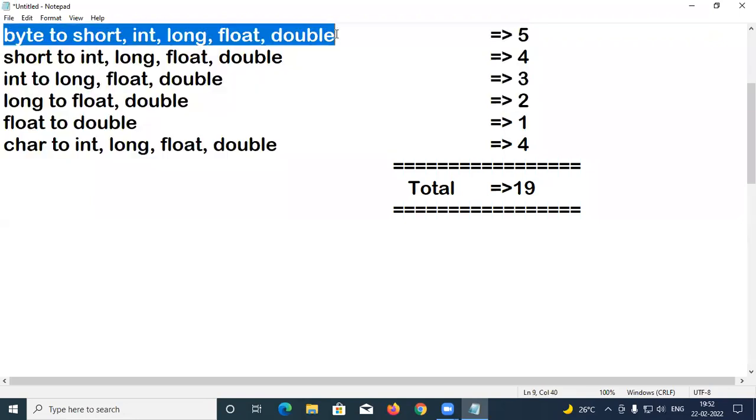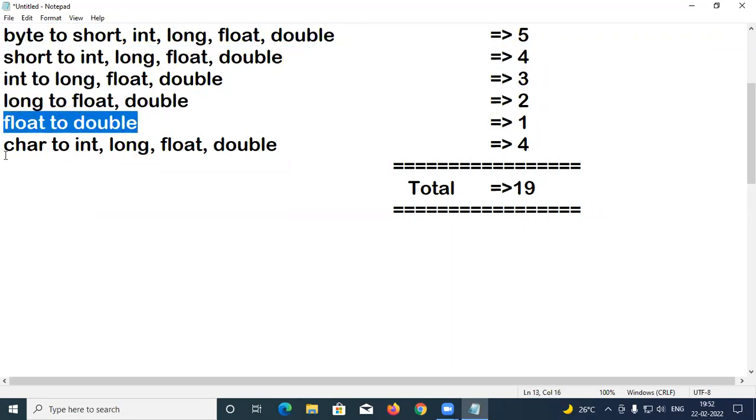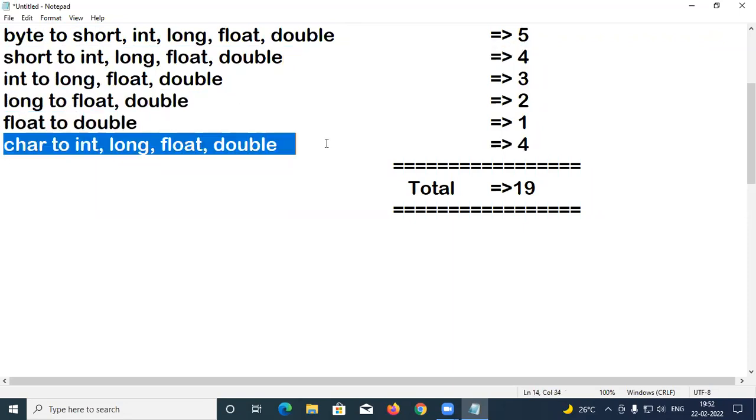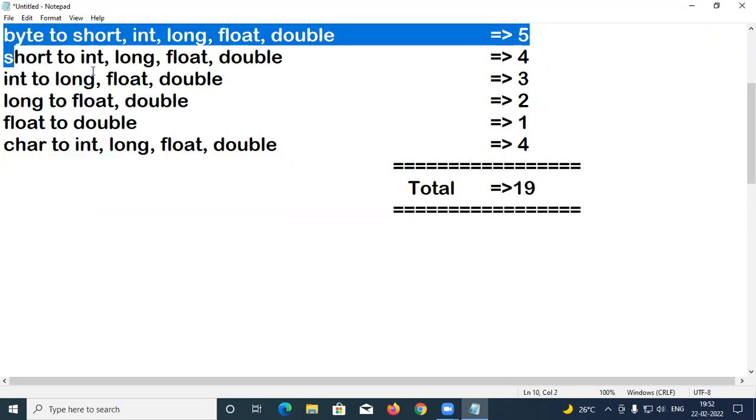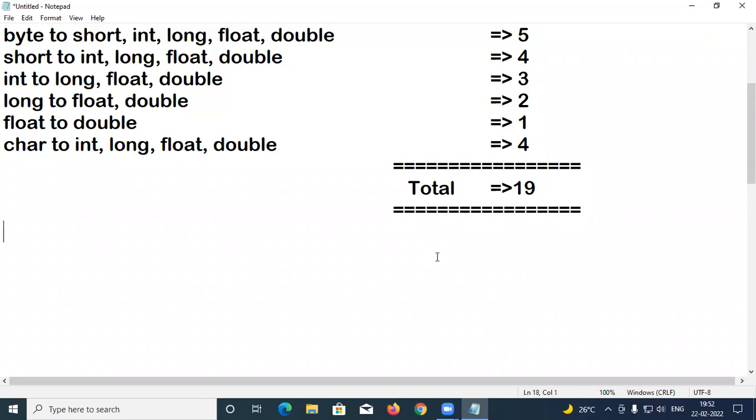So byte to double, top to bottom order: short to double, int to double, long to double, float to double, character to integer onward to double. If you remember like this, you get the 19 conversions. The remaining, whatever is not there, is the 23. Okay. Now I'll give code snippets.